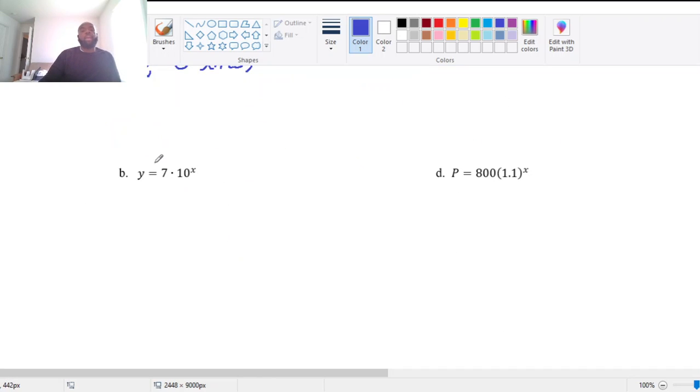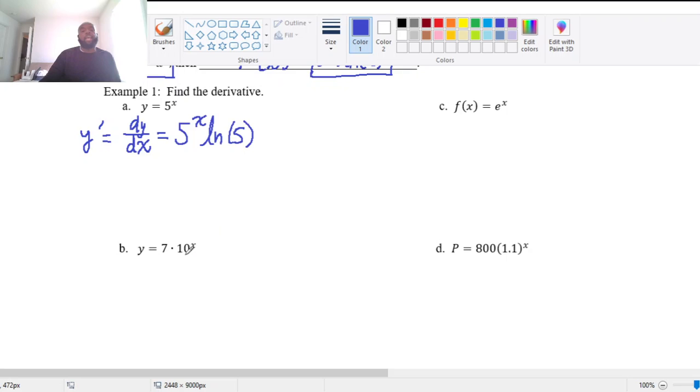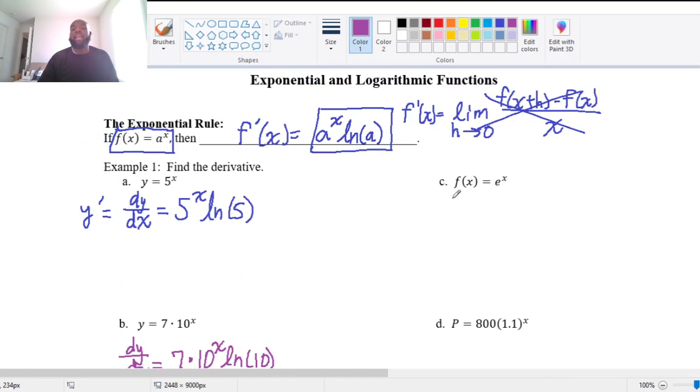In part B here, we have y equals 7 times 10 to the x. We just have a constant multiplied by our exponential function 10 to the x. In the last video, we went over how to take the derivative of a constant multiple. The constant stays in your derivative. And so if I want to find the derivative of this function, it's going to be dy dx equals my constant times the derivative of my exponential function, 10 to the x times the natural log of 10. That's my derivative. Let's go to part C.